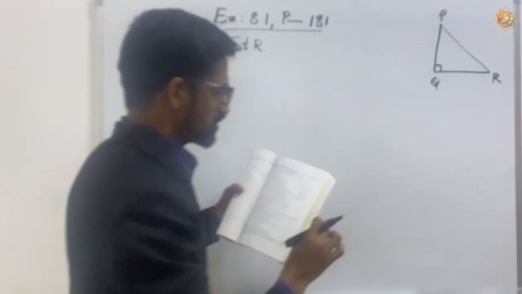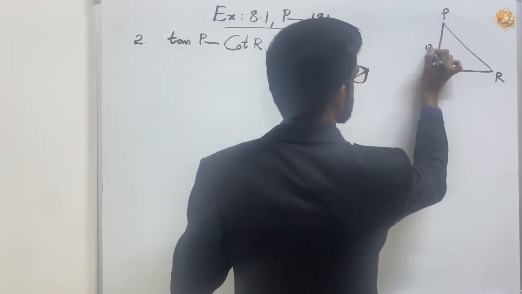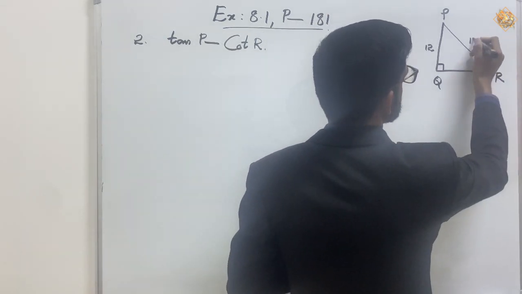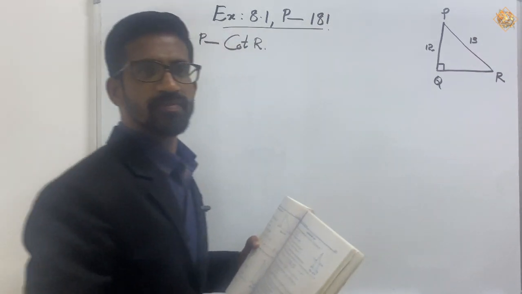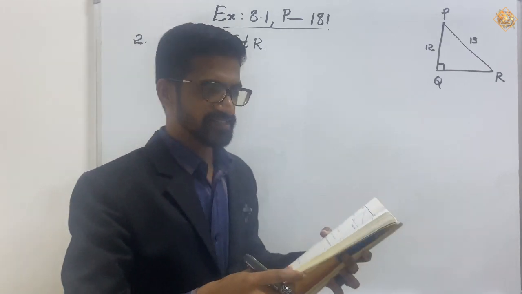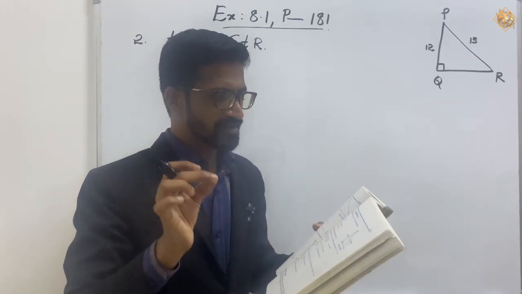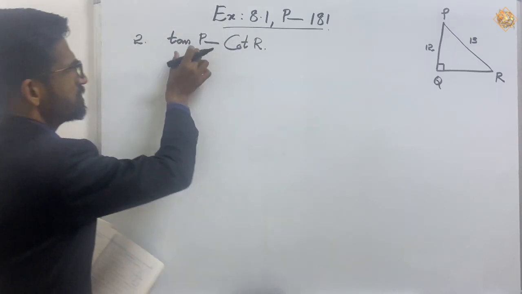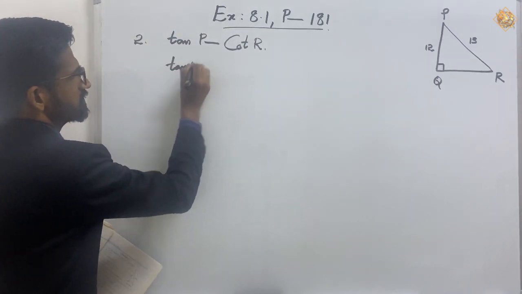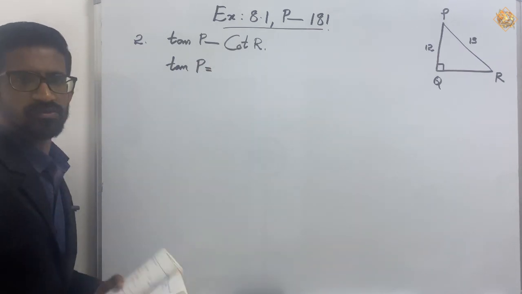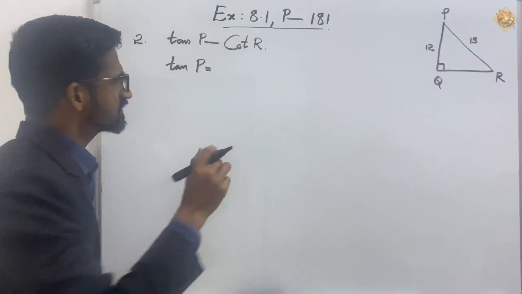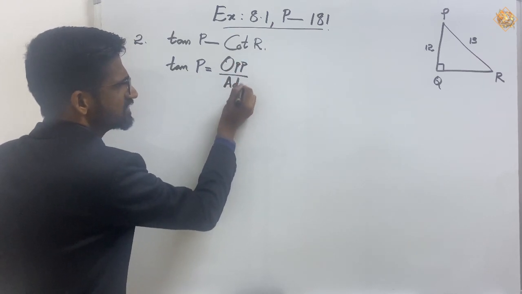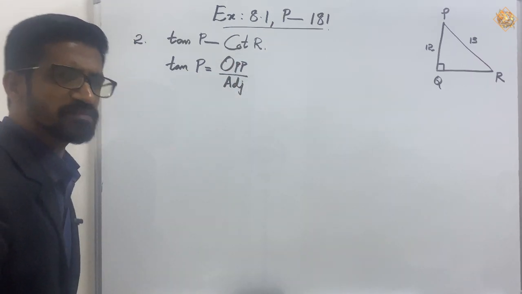The measure of PQ is given as 12 centimeter, and PR is given as 13 centimeter. We are asked to find tan P minus cot R. Tan P, by definition we know that tan is opposite by adjacent, isn't it, students?